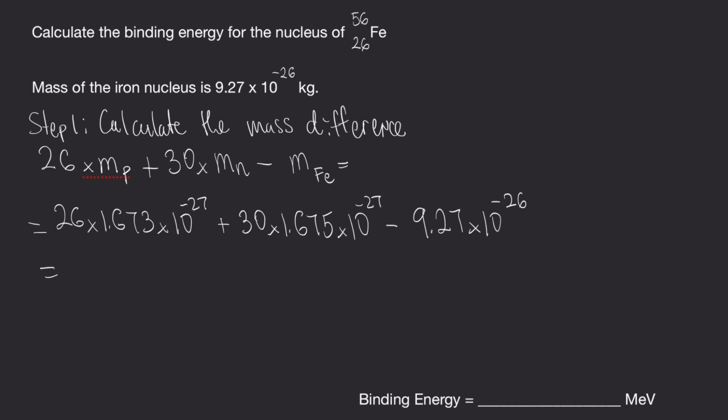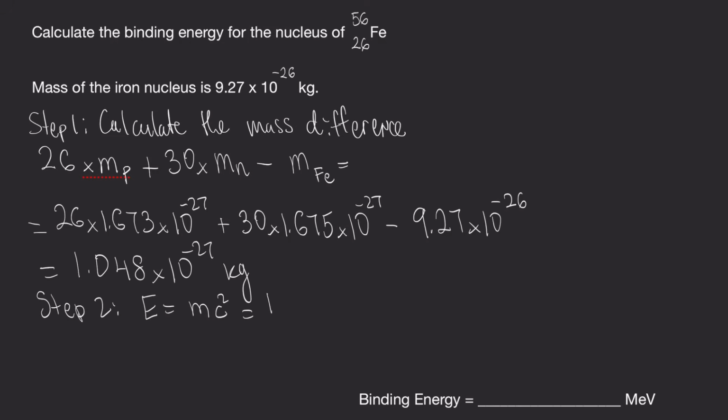Let's plug in some numbers using the formula booklet. Plugging in those values, we are going to get around 1.048 times 10 to the power of minus 27 kilograms for our mass deficit. I'm going to keep this to a relatively high number of significant figures for now because we're not quite over with the calculation yet. Our step 2 will be to simply use E equals mc squared. Our m is just going to be our mass deficit, so that's 1.048 times 10 to the power of minus 27.